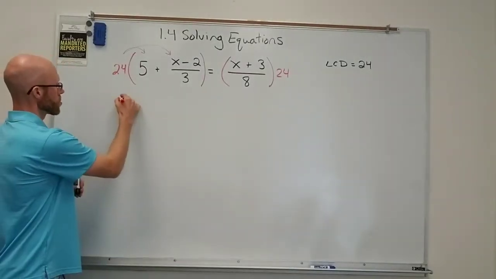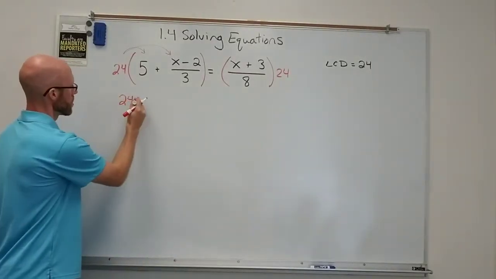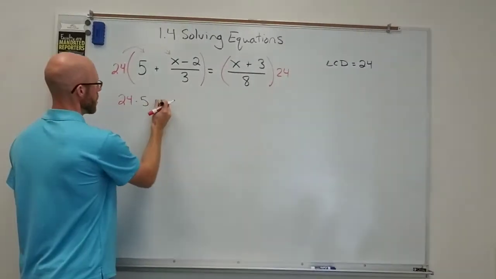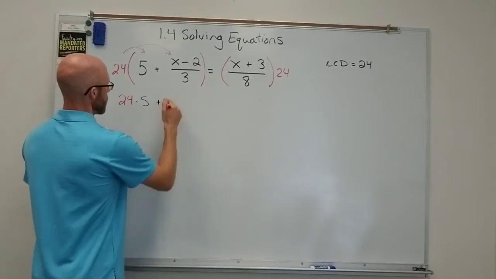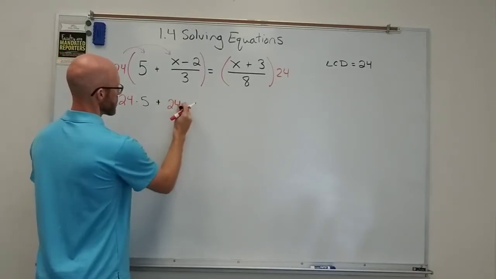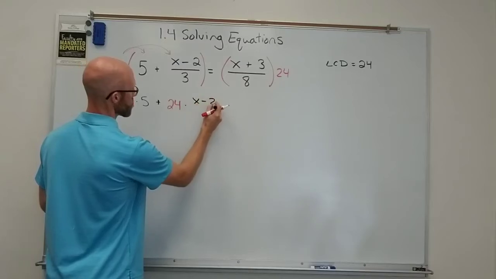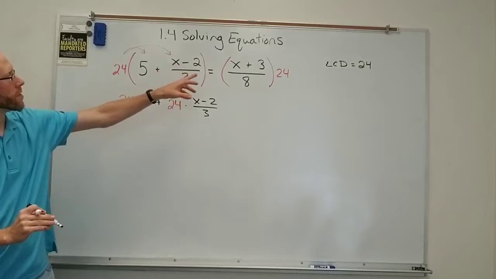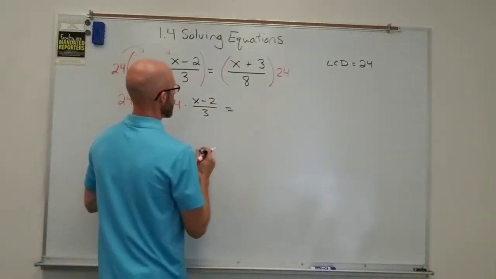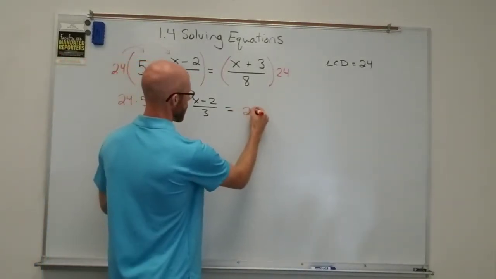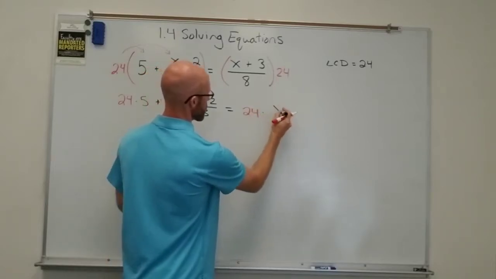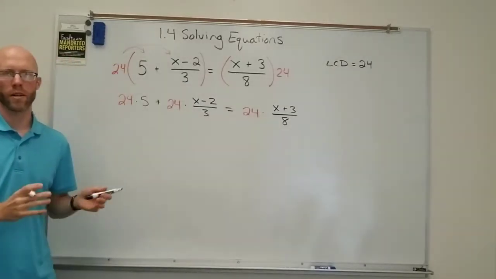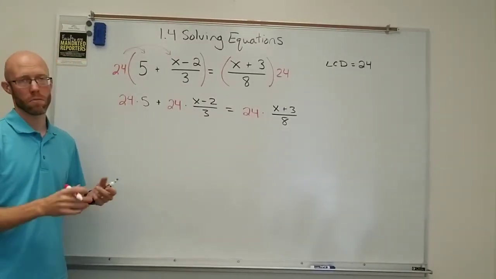What I'm going to end up with then is 24 times 5, which we'll deal with in just a moment, and I'm going to add to that 24 times the fraction x minus 2 over 3. We'll deal with that in a moment as well. On the right-hand side, I'm going to end up with 24 times the fraction x plus 3 over 8. I just changed the order. It doesn't really matter what order I put those in because it's multiplication.